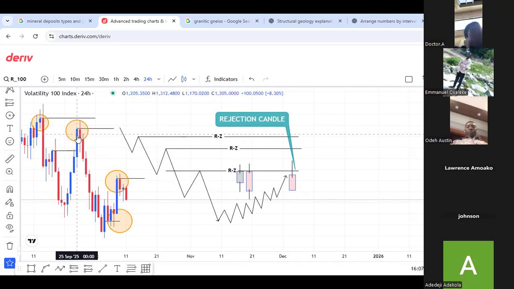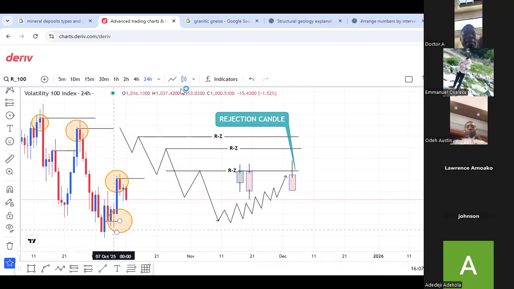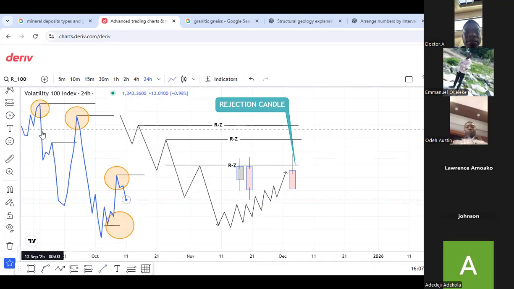Okay, are you with me? If you look at now, this is the major structure. These are the major resistance. We have 1, 2, 3.